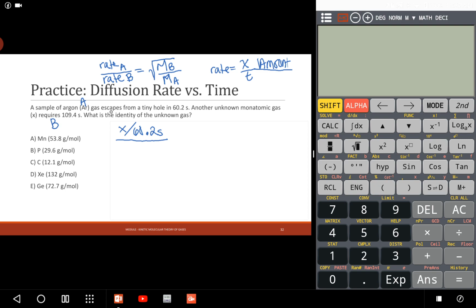Maybe I shouldn't have used x because it says here that the unknown is labeled X. So I'm going to label the amount, let's see, what's a good variable? I'm just going to make the amount n for moles, however many moles that is. And then we're going to have the same amount of gas B in 109.4 seconds.